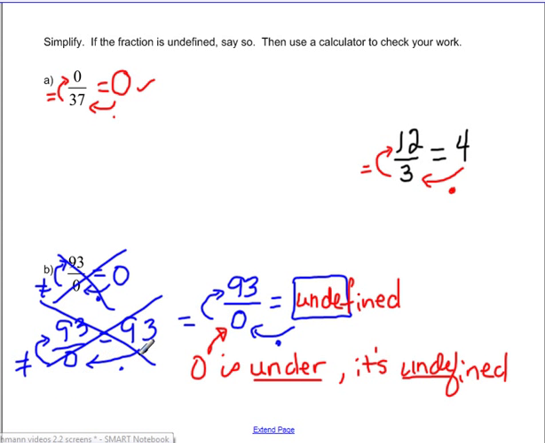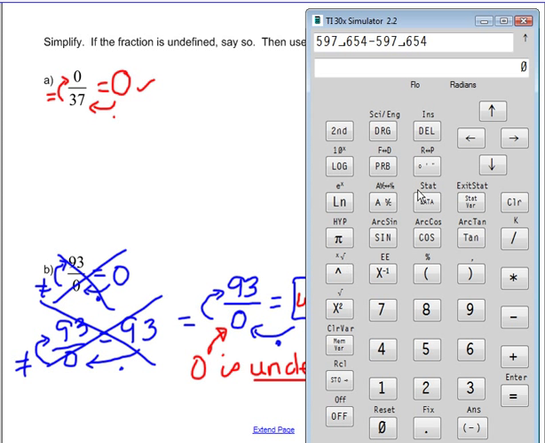Let's see what happens when we do this on our calculator. So if we pull up our calculator, let's clear this out. If we take 0 and we divide by 37, the answer to that is going to be 0, just like we expected. But if we take 93 and we divide it by 0, we end up with undefined. Now this particular calculator actually gives us the word undefined. Some calculators will give an error. Maybe it will say a divide by 0 error or some other kind of error. But that's an indication that this is a situation where my answer is going to be undefined.